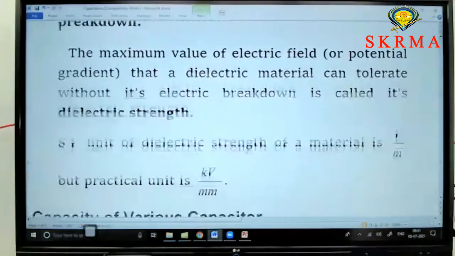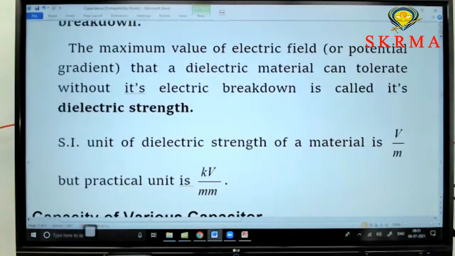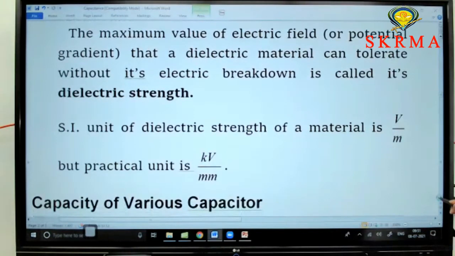So what is the SI unit of dielectric strength? Volt per meter, nothing but the SI unit of electric field. Dielectric strength's SI unit is volt per meter only.